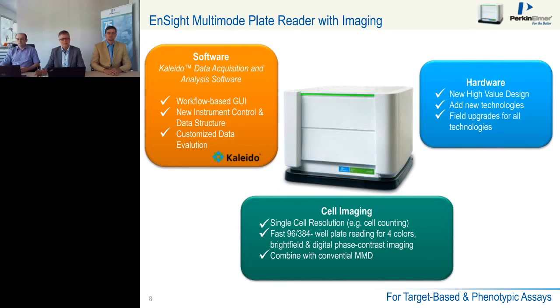The cell imaging is made for single cell resolution, for example, cell counting, fast 96-384 well plate reading, and you can combine it with conventional MMD technologies.